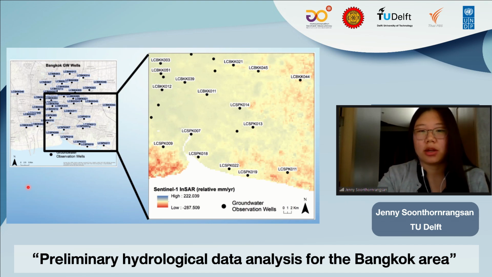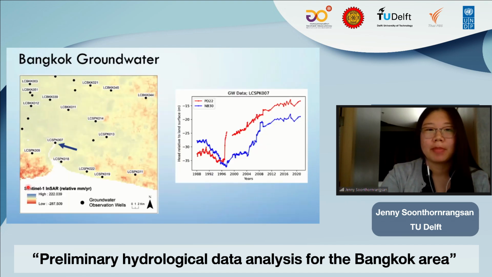Not only do we have InSAR data, but we also have leveling benchmarks data, courtesy of multiple departments from the government. And so for our Bangkok groundwater, I would like to show you the groundwater levels for LC-SPK007 here, demonstrated by that blue arrow. For this well nest, I am showing head groundwater levels for two of the wells. One well, shown in red, is located in the PD aquifer, and this is the shallower well. And then the other well, NB, is the deeper well.